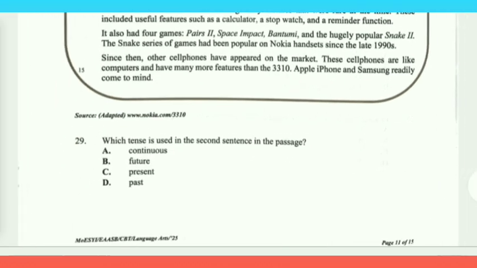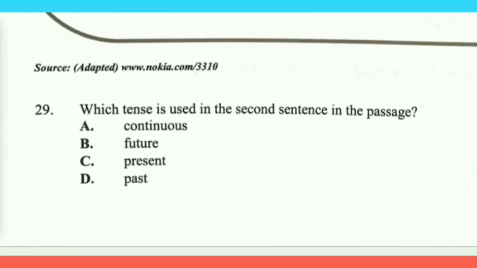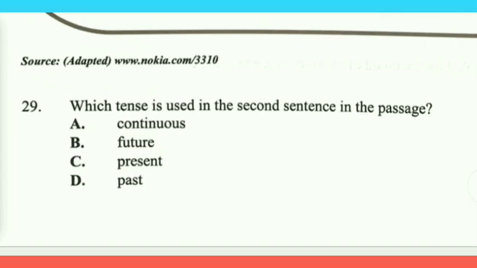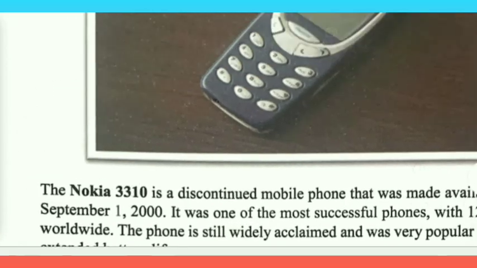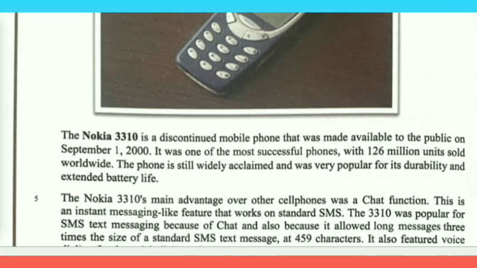Let's look at the items. I keep saying number one, but it's number one for this passage, which is 29. Which tense is used in the second sentence of the paragraph? Is it continuous, future, present, or past? So let's look at the second line, second sentence, and the second sentence starts here at it.